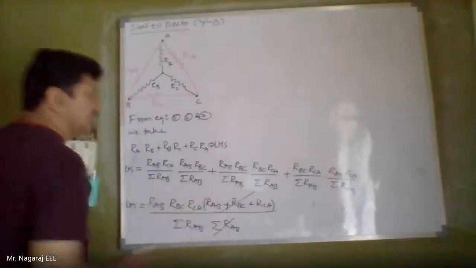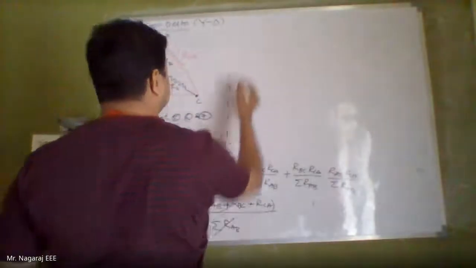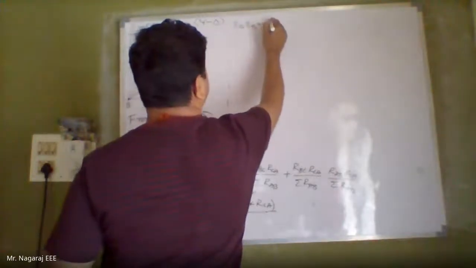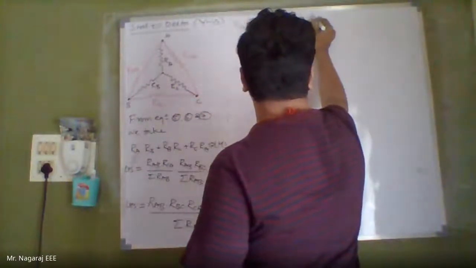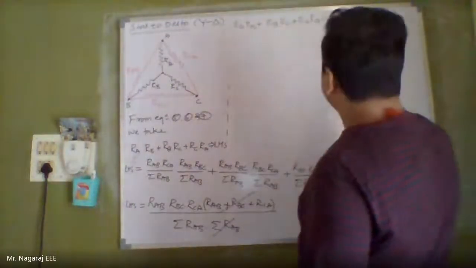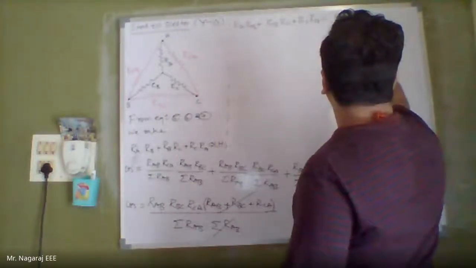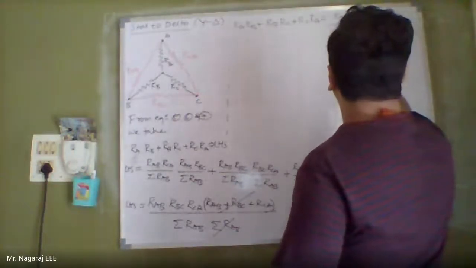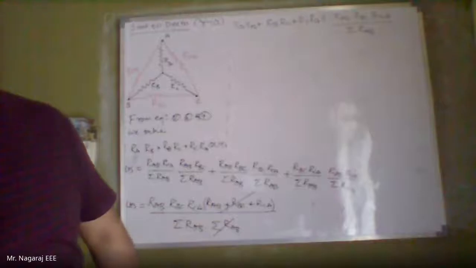So this will cancel out. I will write RARB plus RBRC plus RCRA is equal to RAB, RBC, RCA divided by summation RAB.